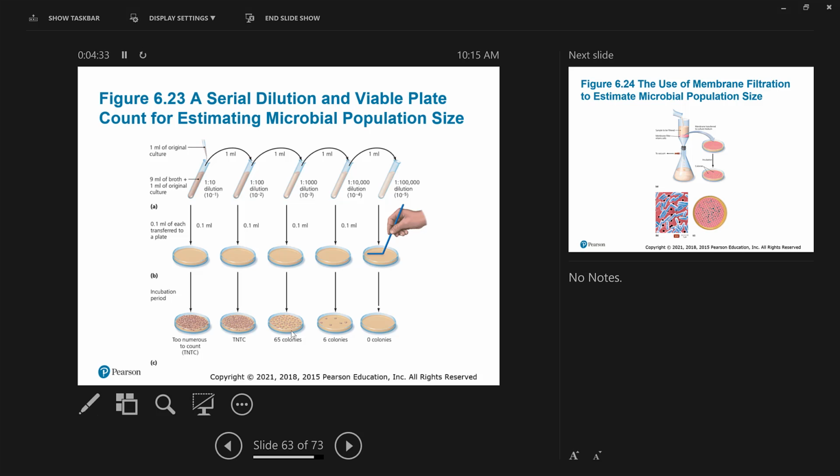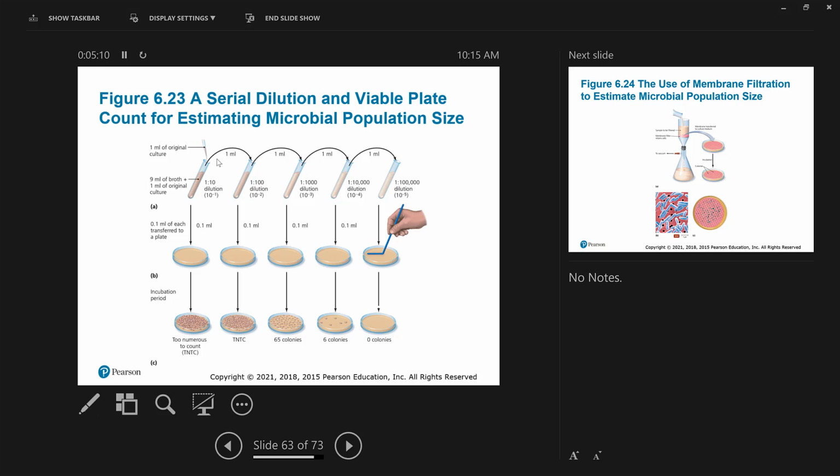If you just count the colonies and say, oh, I have 65 cells, that's not accurate. You have 65 cells that were put on this plate that developed into colonies, but you want to know how many cells were in the undiluted sample, specifically 1 milliliter of that undiluted sample. So you have to take into account not only the number of colonies on this plate, but how much you put on the plate and what your dilution was.